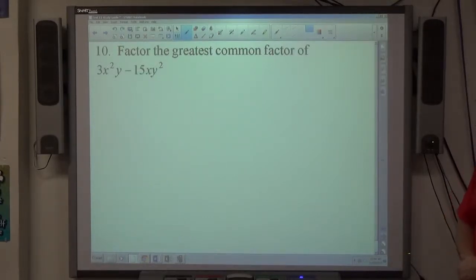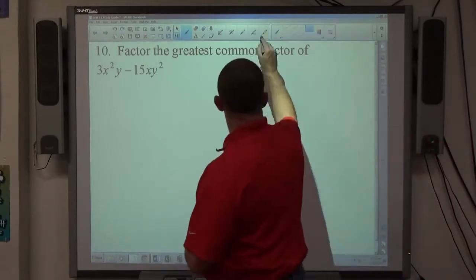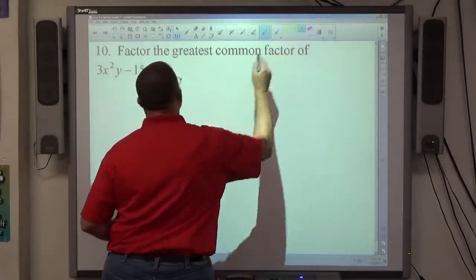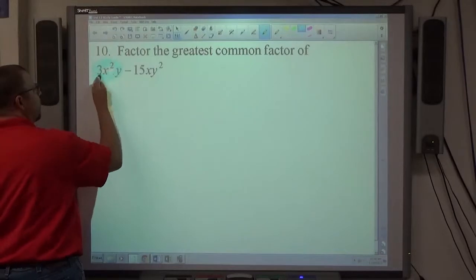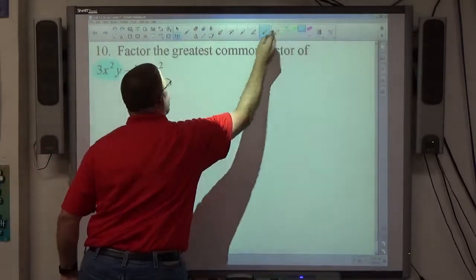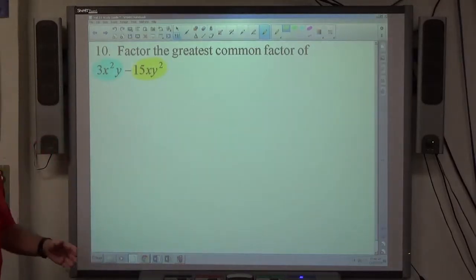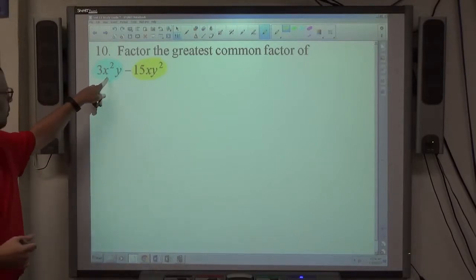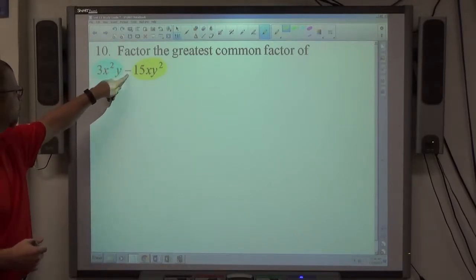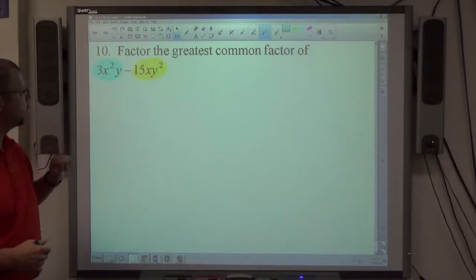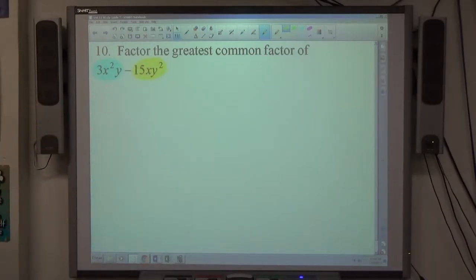Number 10, factor the greatest common factor. Okay, first off, when we look at an expression, this is term 1, and this is term 2, and they're separated by a minus sign. Terms are separated by pluses and minuses and equals. So when we're considering what's a term, that's how we decide. Things that are being multiplied together are one term; once you add or subtract, you're creating a new term. So this has 2 terms. We're trying to find the greatest common factor of these guys.